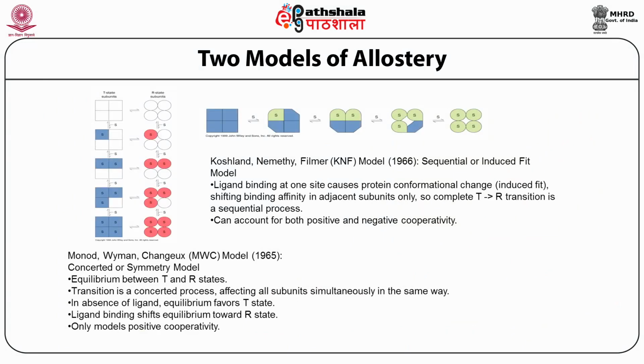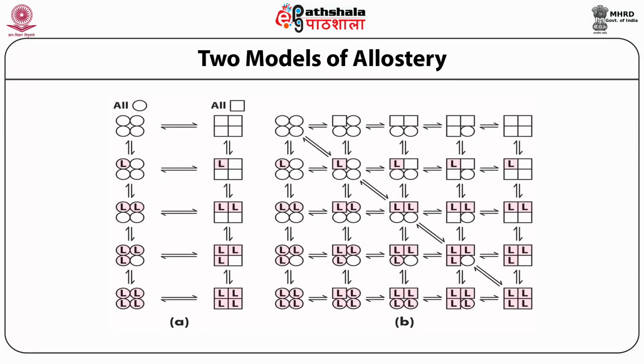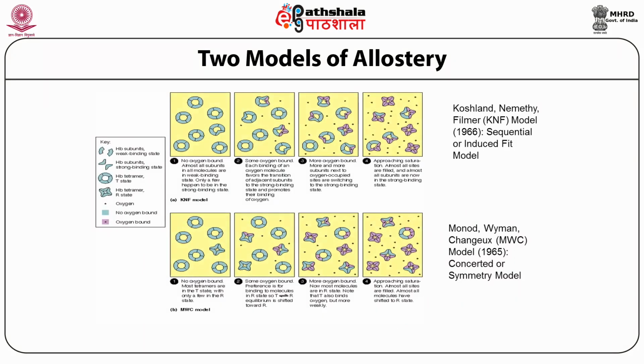This slide simply represents the two models of allostery. Here you can see how the binding of oxygen to one subunit cooperates with the binding to the other subunits, and ultimately all subunits, in a cooperative or allosteric manner. Again, we are showing the two models of allostery. One is the Koshland-Nemethy-Filmer model, given in 1966, indicating the sequential or induced fit model, while the other is the Monod-Wyman-Changeux model, the MWC model, the concerted or symmetry model.